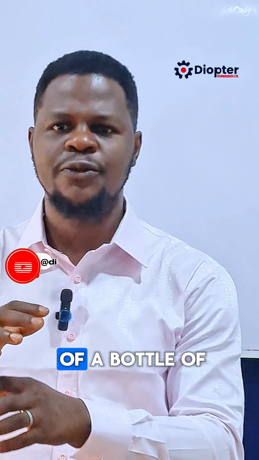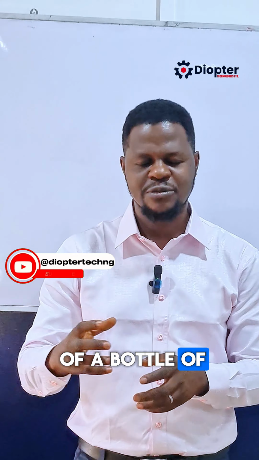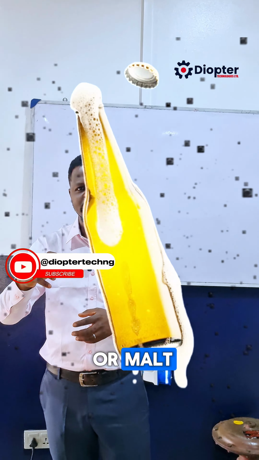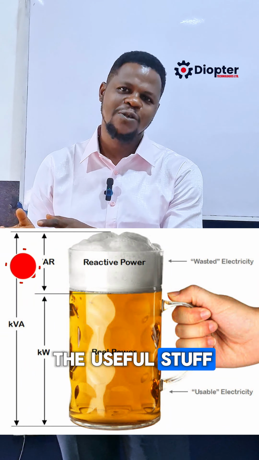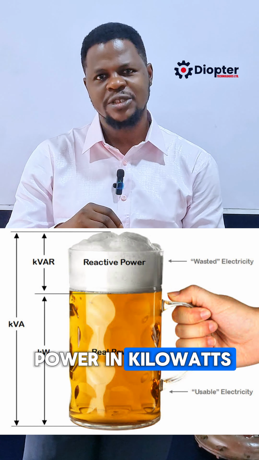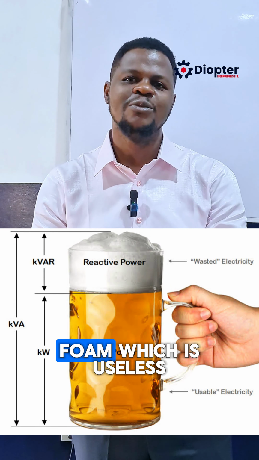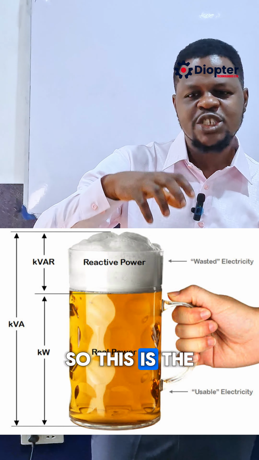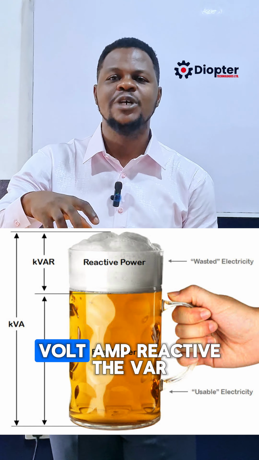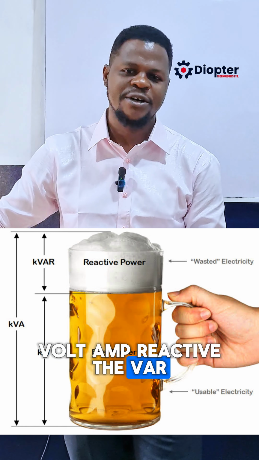So understand this. Think of a bottle of, say, beer or malt. The liquid beer is the useful stuff. This is the true power in kilowatts. But there's always some foam which is useless, so we don't want that. Is that not so? So this is the reactive power, or the volt-amp reactive, the VAR.